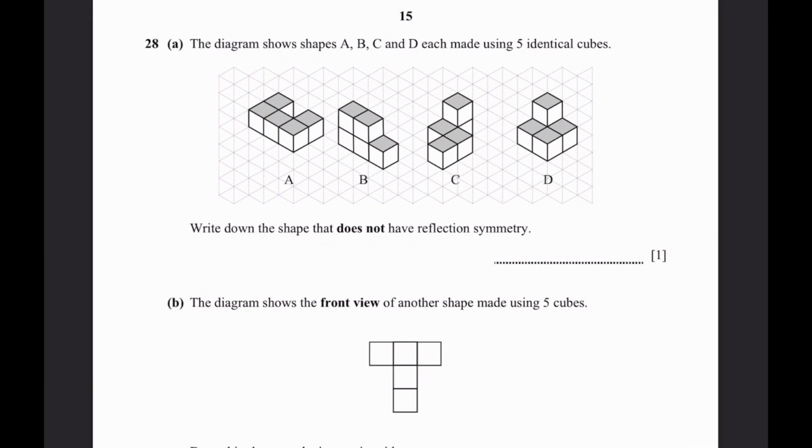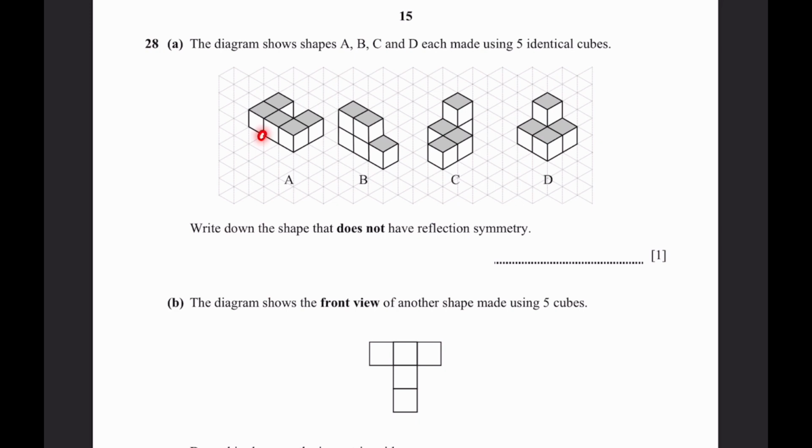Question 28 A. The diagram shows shapes A, B, C, and D, each made using 5 identical cubes. Write down the shape that does not have reflection symmetry. That means that if you take a plane and reflect half of the shape with the other half, for example for B, you cut through the middle over here using a plane. So if you use a plane to cut through a half of the full shape and then reflect it, it should be symmetrical.